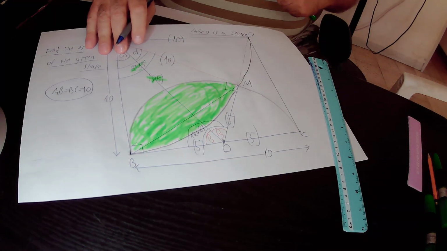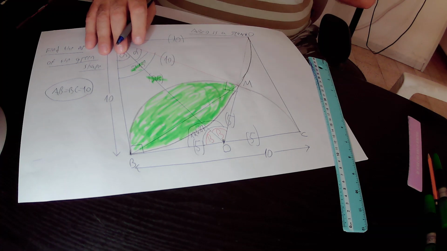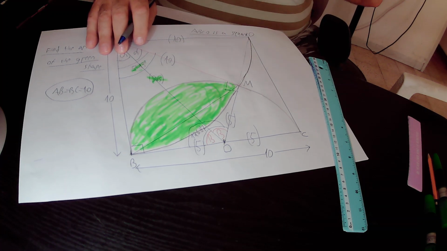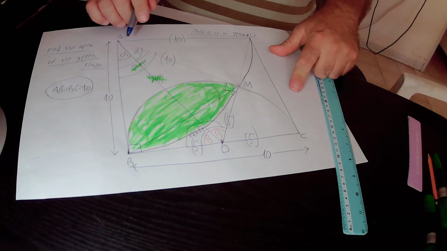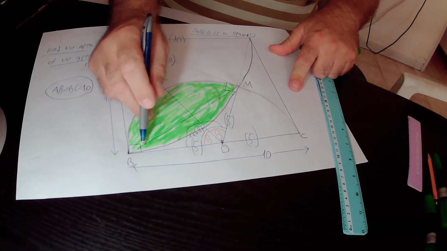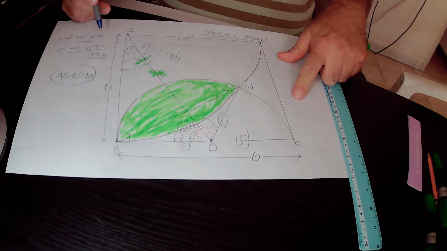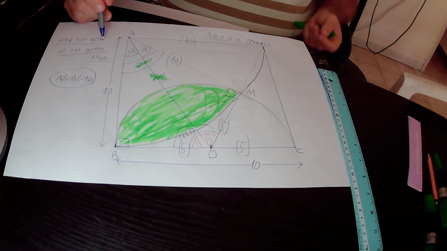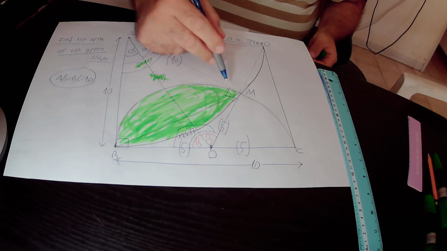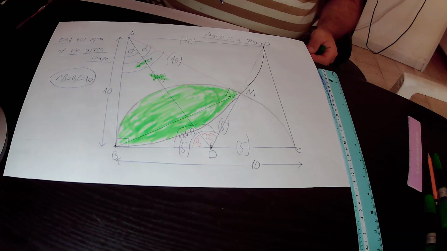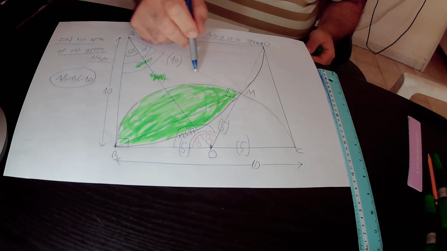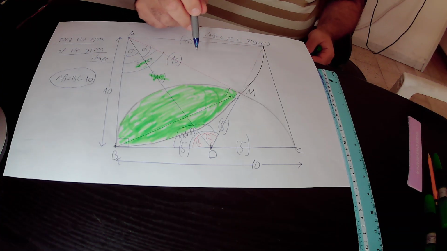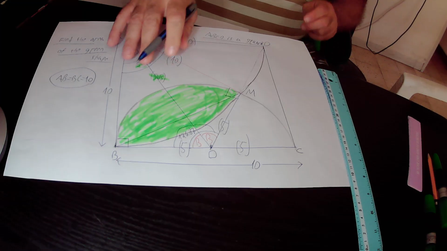By joining points M and B, we divided this green shape into 2 parts. This is the first part and this is the second part. The first part is a segment. So we define the upper segment as segment MUB.